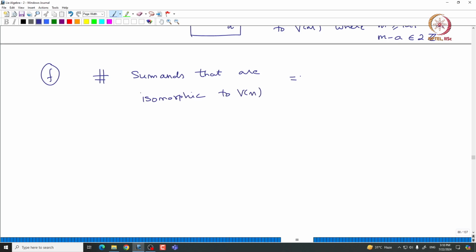So, this is exactly the multiplicity of Vm inside capital V. The word multiplicity is overused. It is used for the dimension of the weight space. It is also used for the number of times Vm occurs inside capital V and so on. Okay. So, you should not get confused. So, now what is this exactly?